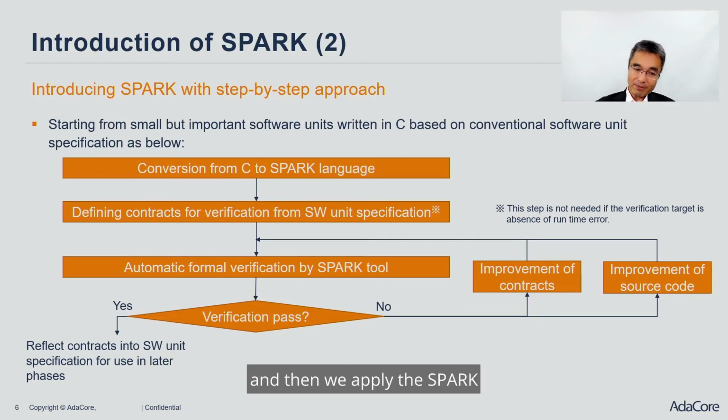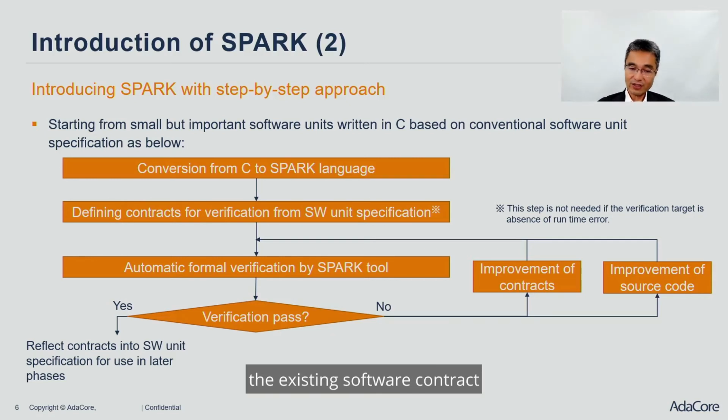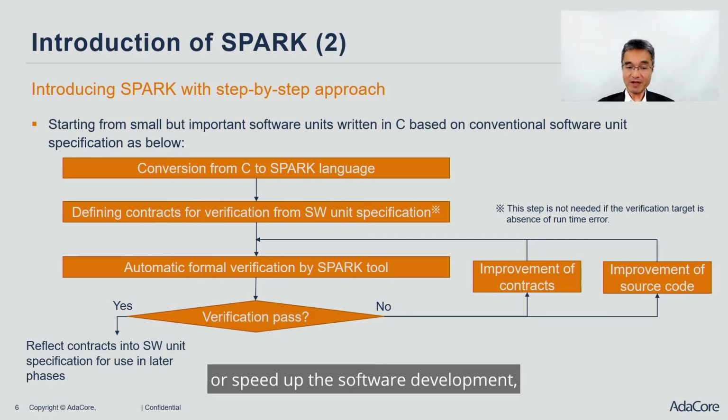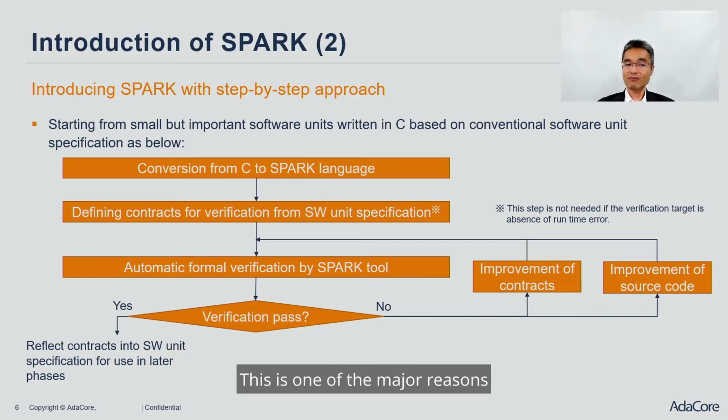So we can do both things in parallel. And then we apply the Spark tool verification again. And if verification is passed, then both the specification itself and the implemented source code are free from error. That is a very strong point to apply Spark. And if the verification is passed, then we can reuse the existing software contract for next software development also. So we can improve or speed up the software development using this method. This is a very strong point to use Spark. This is one of the major reasons why we decided to apply Spark.